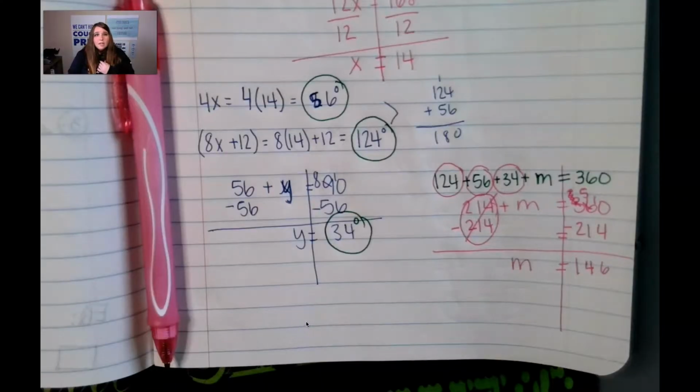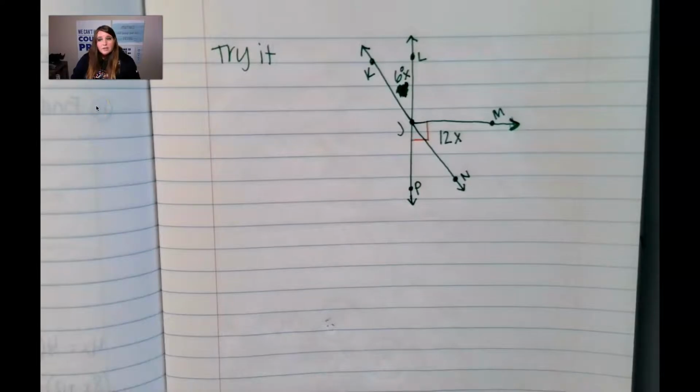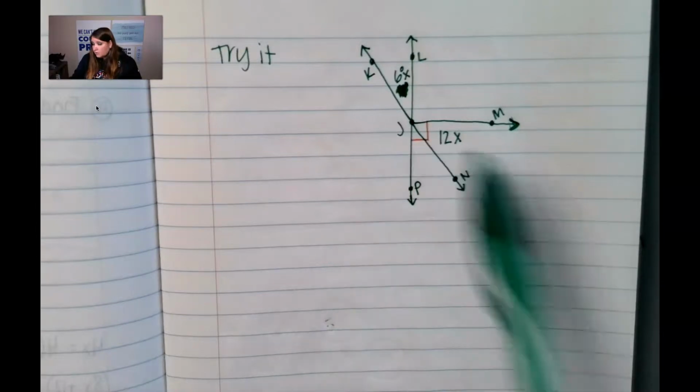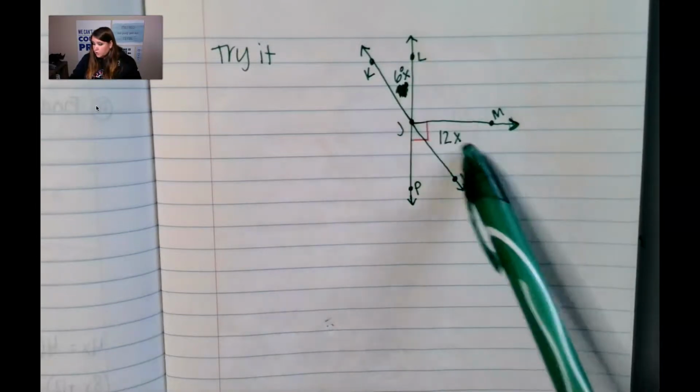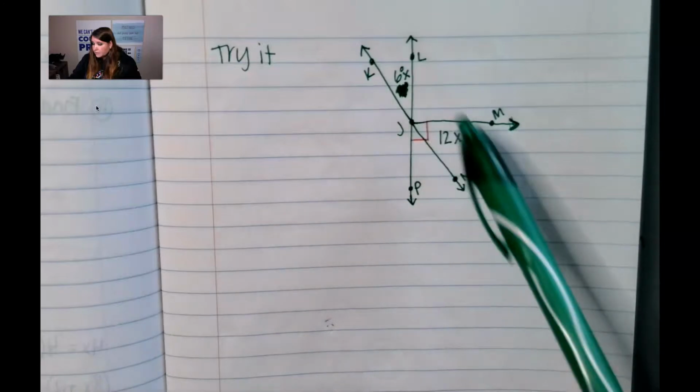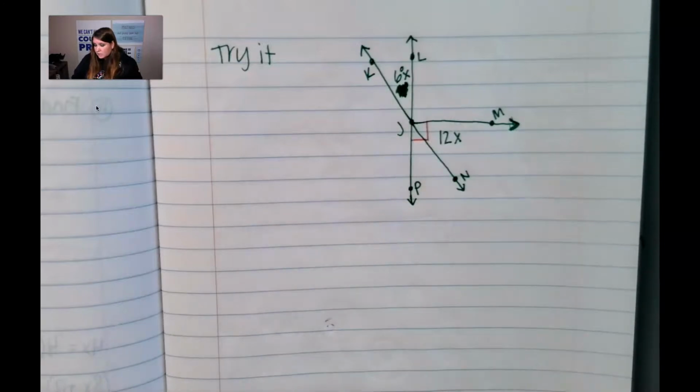Okay, hopefully this video was a little bit more helpful than me drawing. Okay, let's go ahead and do a try it. So let's get a try it ready for you. All right, here is your try it. Your try it has a figure that has a right angle. It gives you two different x's here. One is attached to 6 degrees, the other one is attached to 12.